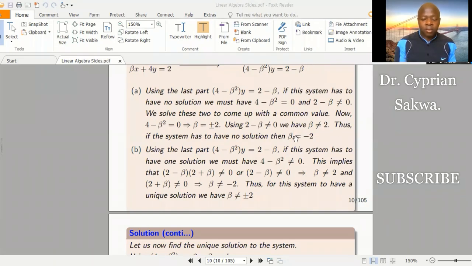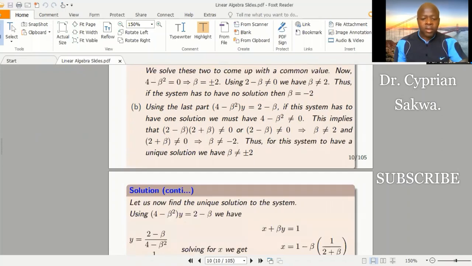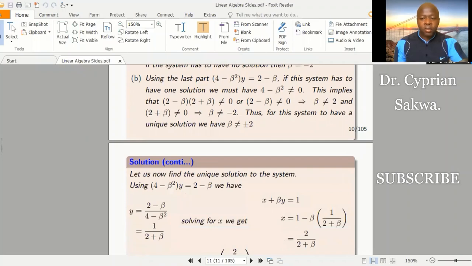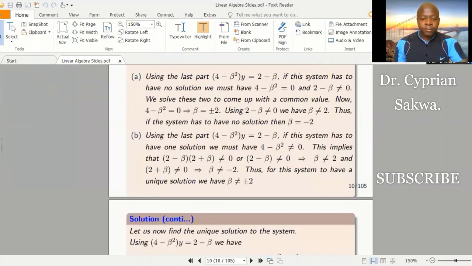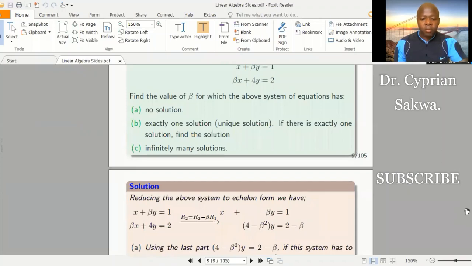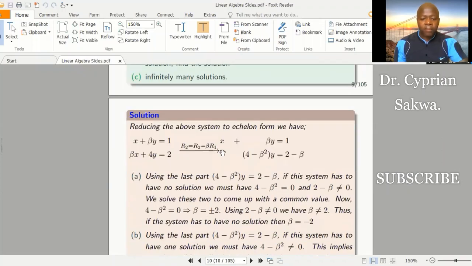So the question was that if the system has one unique solution, what is that unique solution? Find the unique solution. So I want to proceed and find the unique solution. To find the unique solution for this given system, you just solve from the bottom going up. We have this echelon form. Just find the value of y here.